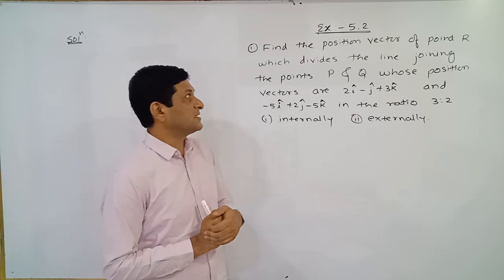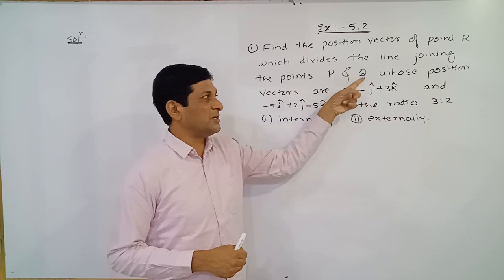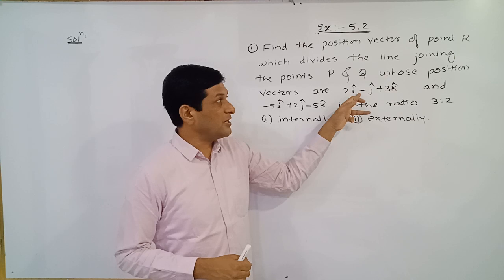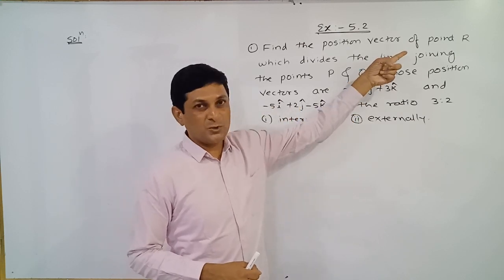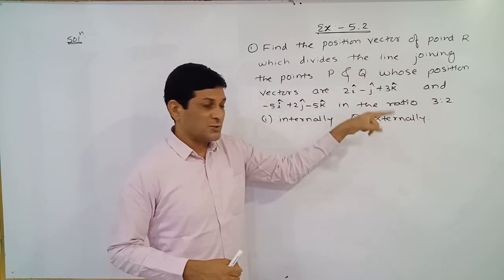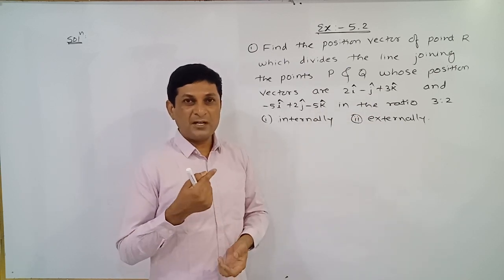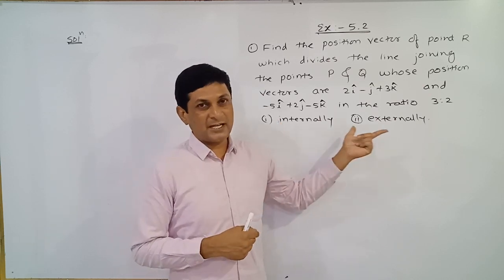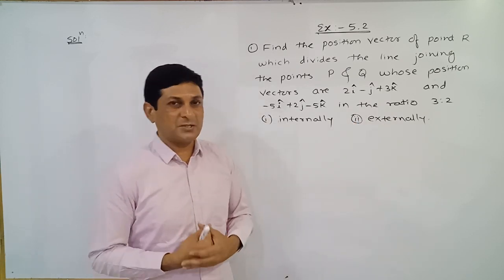So observe the first example. The question is to find the position vector of point R which divides the line segment PQ, whose position vectors are, this is the position vector of point P and this is the position vector of point Q. The question is to find the position vector of point R which divides this segment PQ in the ratio 3:2 internally and externally. Means in the first part we have to find the position vector of point R if it divides segment PQ internally, and in the second part we have to find it if R divides segment PQ externally.